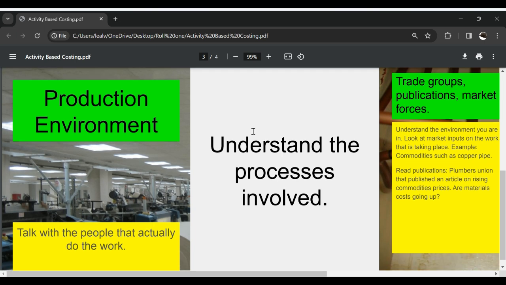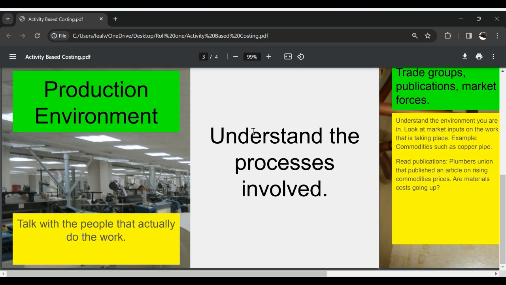I want to start off by mentioning that activity based costing and managerial accounting is primarily manufacturing centric, I would say. Just because we're not on the production floor doesn't mean that we should steer away from best practices such as understanding the processes that are involved. So as a professional, you want to understand and talk with the people that actually do the work, so that you have a solid understanding of what they are responsible for day to day and what activities they're performing that really drive the cost.